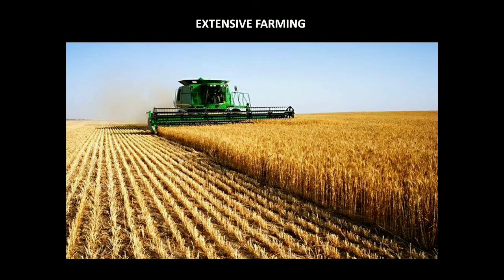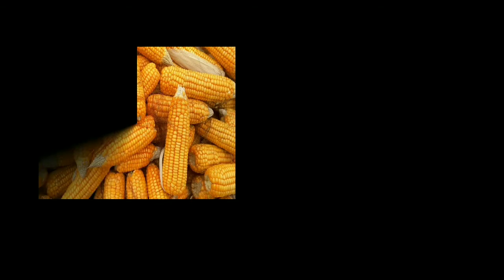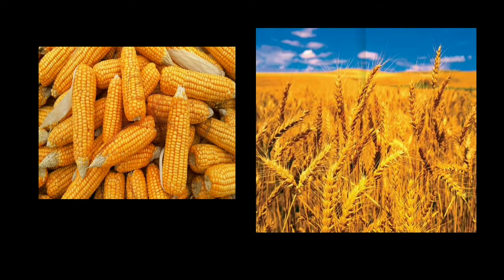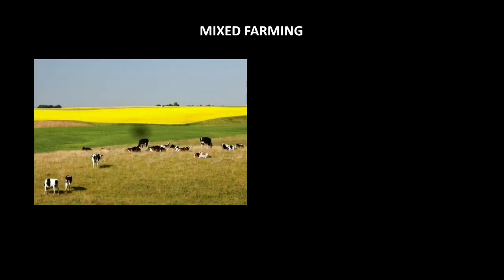They use machines to cultivate as well as to sow the seeds. Also 2 or 3 commercial crops are grown in these regions, like maize and wheat. These are harvested so that they can be sent off to the market and sold. Moving on, we have mixed farming.